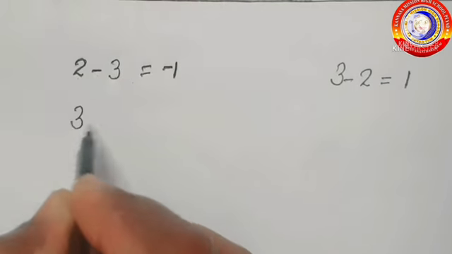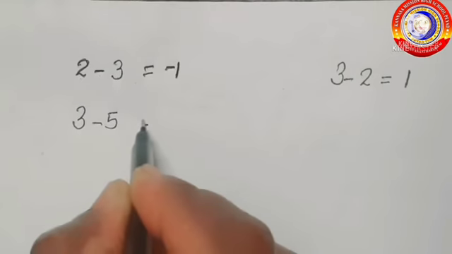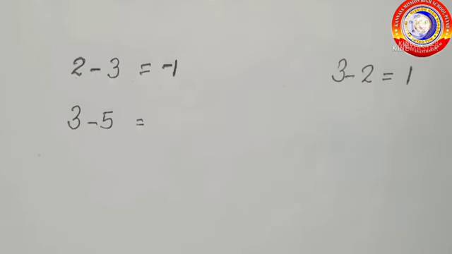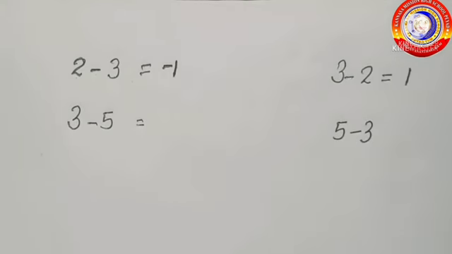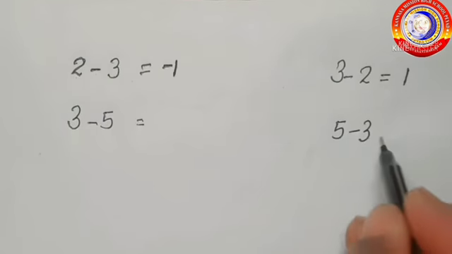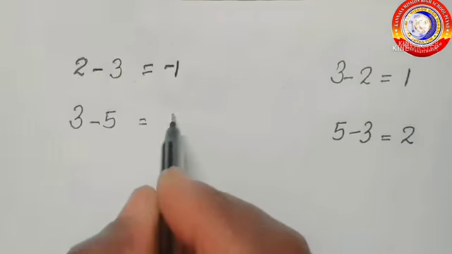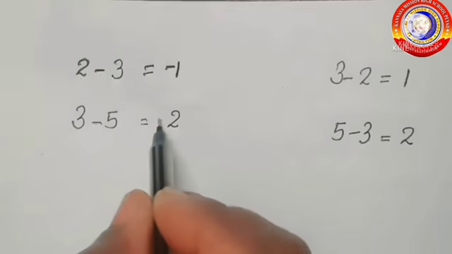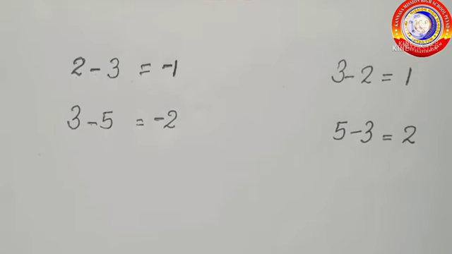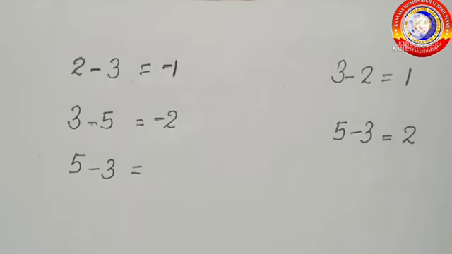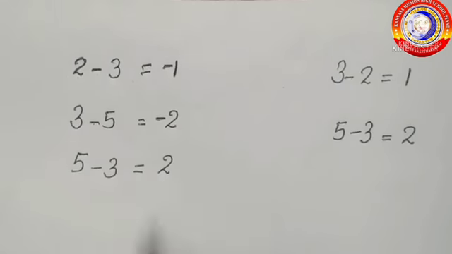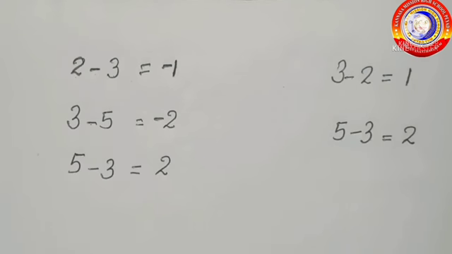Second question. Find 3 minus 5. So, plus 3 and minus 5. Different sign, so we subtract the smallest number from the largest number, that is 5 minus 3. 5 minus 3 is 2. Then put the sign of the largest number, that is minus. So 3 minus 5 is equal to minus 2. Next one, find 5 minus 3. From larger to smaller, we subtract, so it becomes 2. So 5 minus 3 is equal to 2.